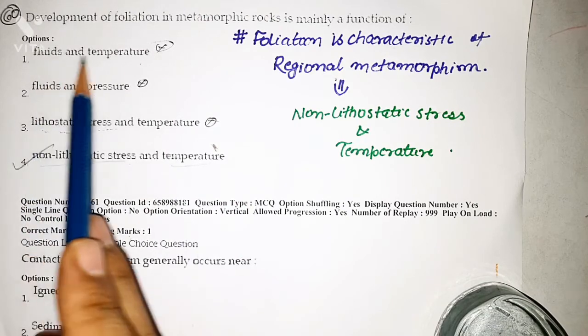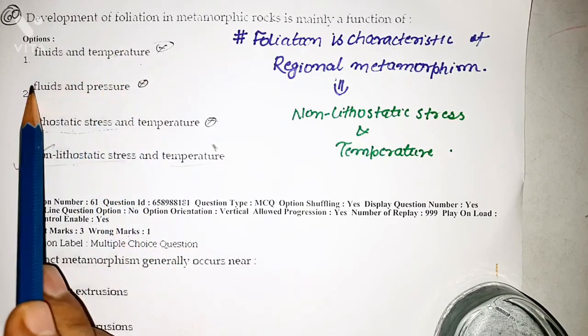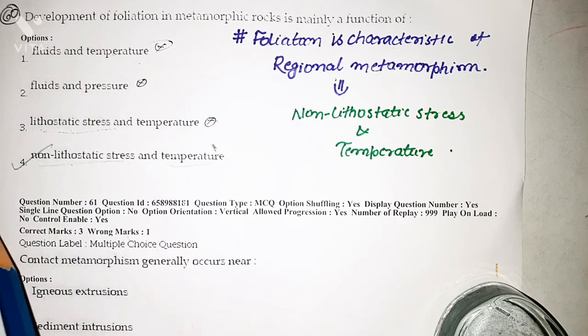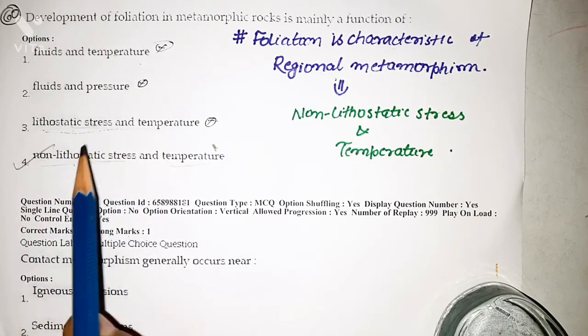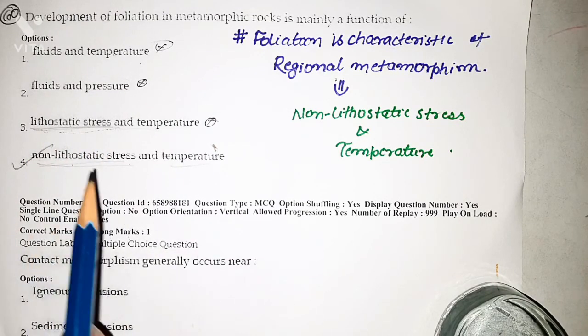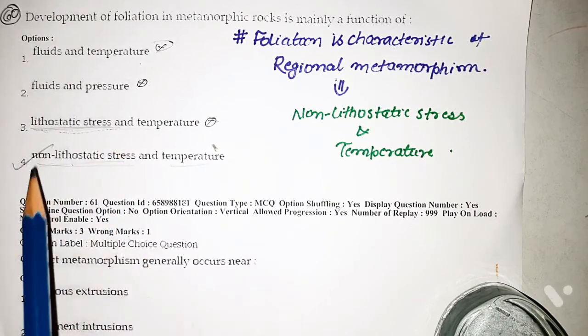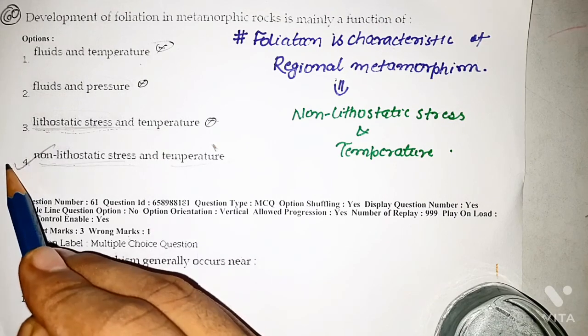Now, fluids and temperature will not be correct because pressure is not involved in this option. Fluids and pressure will not be correct because temperature is not involved. In the third option, there is lithostatic stress and temperature. Lithostatic stress is not responsible for any type of deformation in a rock, and this will not produce any metamorphism. The only thing that will happen is volume change under lithostatic stress. Non-lithostatic stress is responsible for metamorphism in a rock, and this is the condition present in regional metamorphism, and foliation is present in regional metamorphic rock. So the correct answer will be non-lithostatic stress and temperature.